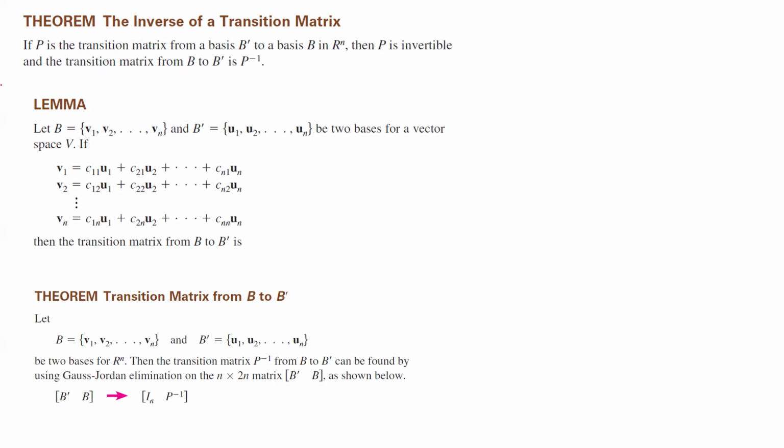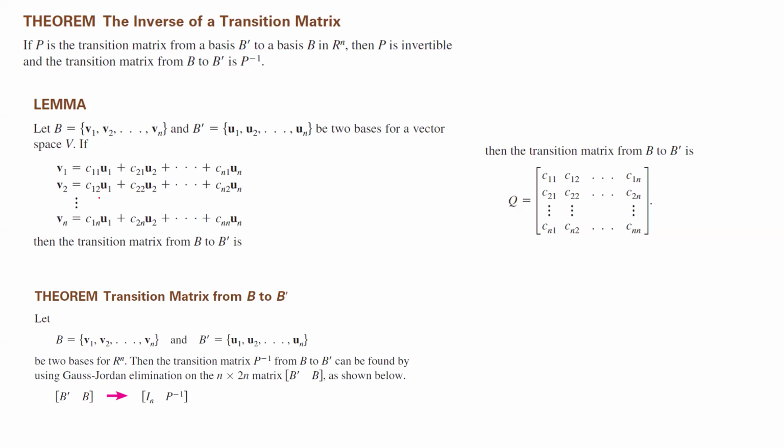Now, let us move on to a lemma. Suppose B and B prime are two bases for vector space V. If v1 can be written as a linear combination of vectors in B prime, v2 the same as a linear combination of vectors in B prime, and finally, you can take the last vector in basis B and write it as a linear combination of vectors in B prime, then the transition matrix from B to B prime can be written as Q, which is c11, c12, ..., c1n, c21, c22, and so on.